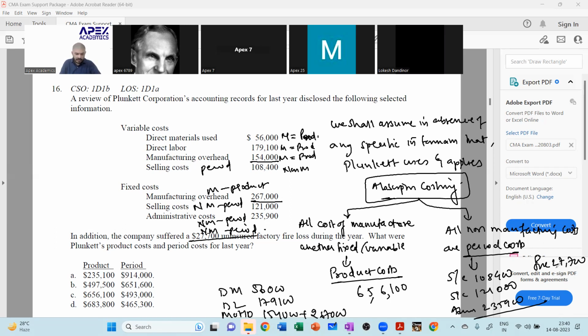So what are we looking at? 108,400, 121,000, 235,900, and 27,700. So your period totals come to 493,000. This is your answer. I hope you're understanding this. I hope there are no problems in understanding this concept.